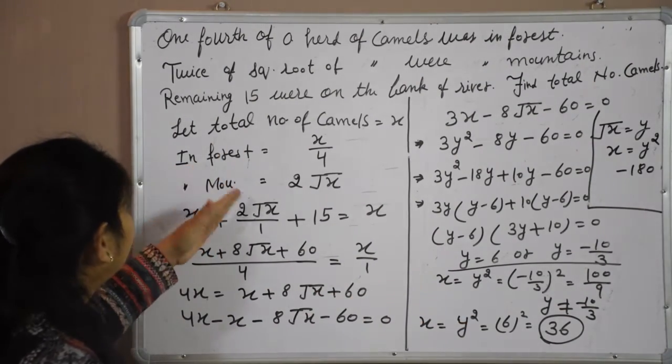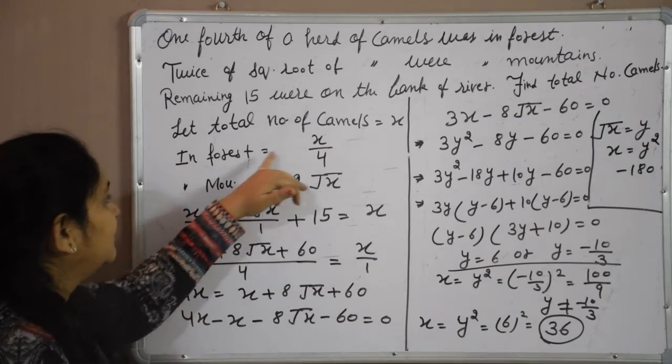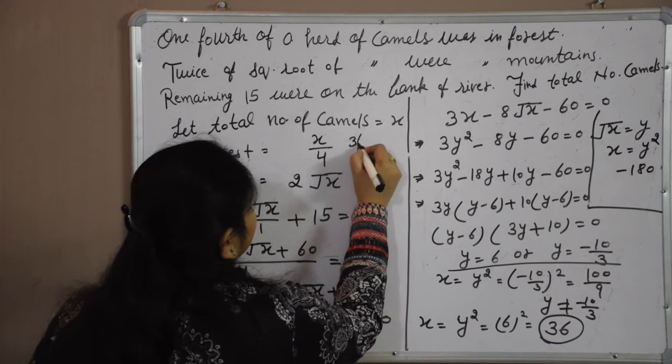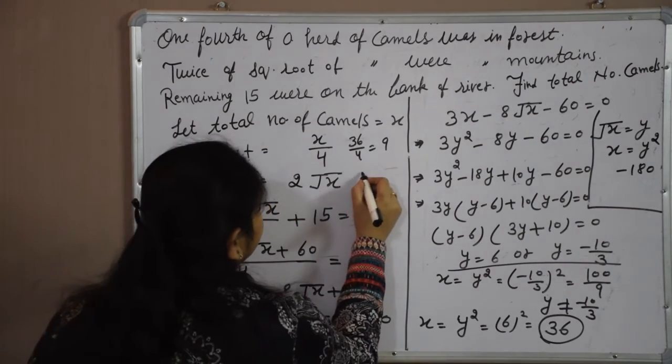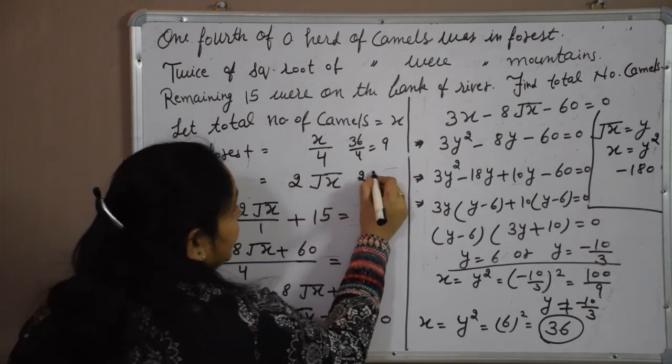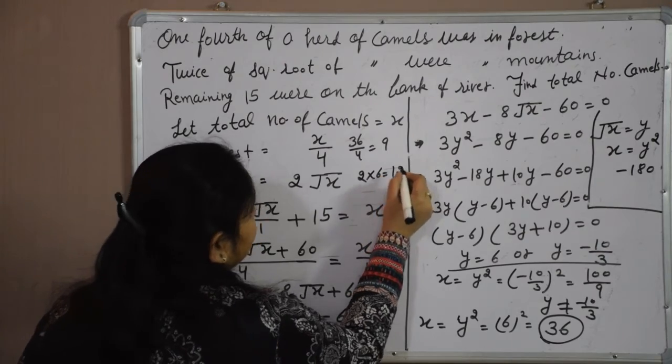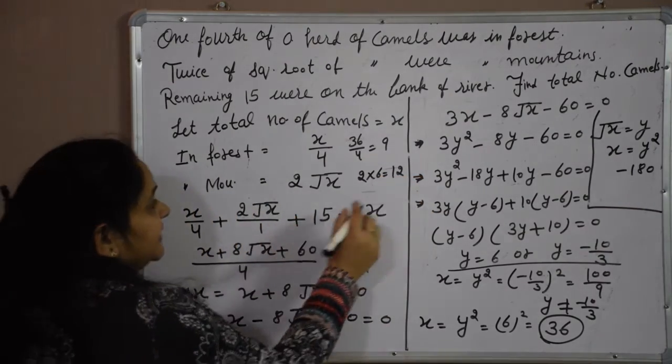Whenever you are finding, you can verify also. In the forest, 36 by 4, that is 9. In the mountain, 2 into under root of 36, that is 12, so that is 21, and the remaining are 15.